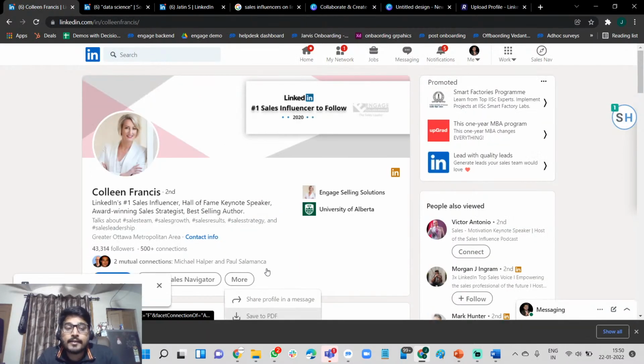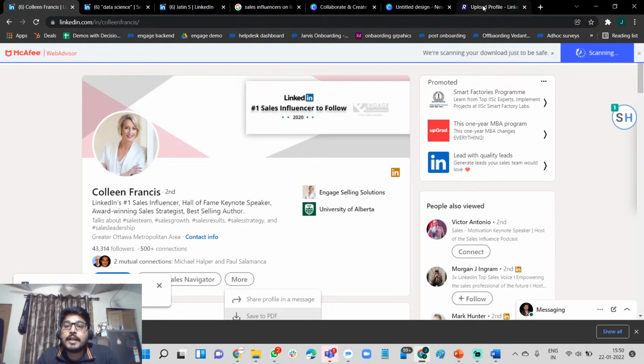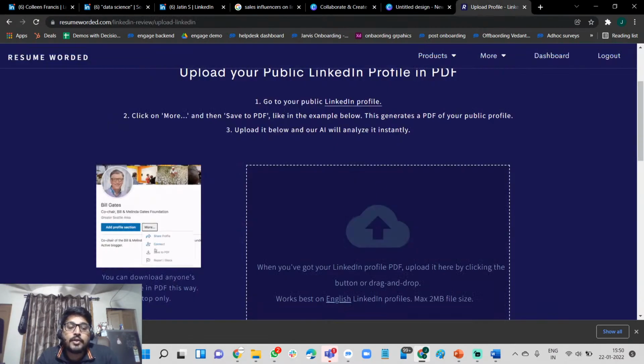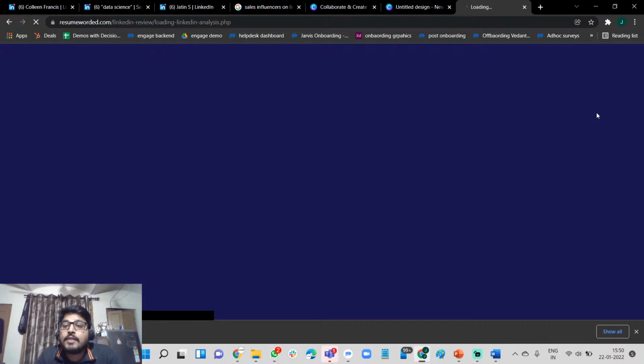Once you do this, the profile will get downloaded as a PDF. All you have to do is upload the profile on this tool, and it will tell you what exactly Arun is doing best and where exactly he is lacking. Similarly, if you download your own profile, this tool will tell you what you are doing best and where exactly you are lacking as well. Everything will be discussed by this tool.